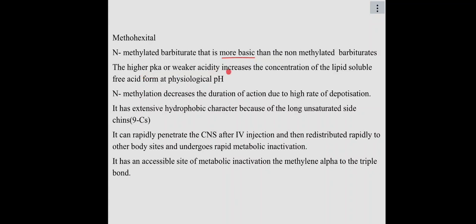The higher pKa, or weaker acidity, increases the concentration of the lipid soluble free acid form at physiological pH. Remember, these are acidic in nature. If this drug has very high acidity, it will be more ionized. Now that we have put the methyl group, it decreases its acidity. It is still acidic in nature, but it's a much weaker acid. And the weaker the acid, the lesser the ionization. The lesser the ionization, the higher the concentration of the form of this barbiturate that will penetrate the lipid membranes to give us the very high concentration that we need in the CNS.